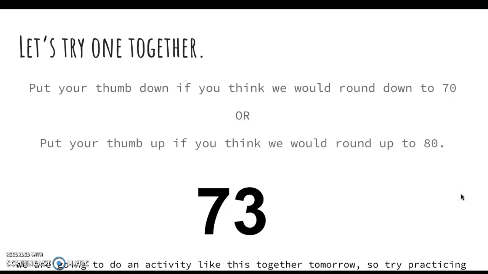All right, we're going to try this one. I know that you are at home right now and I can't see your thumbs, but we are going to do an activity like this tomorrow. So I want you to try practicing on your own now so you can be more efficient tomorrow in class. Put your thumb down if you think we would round down to 70, or put your thumb up if you think we would round up to 80. Our number is 73. Go ahead and show yourself a thumb up or a thumb down.